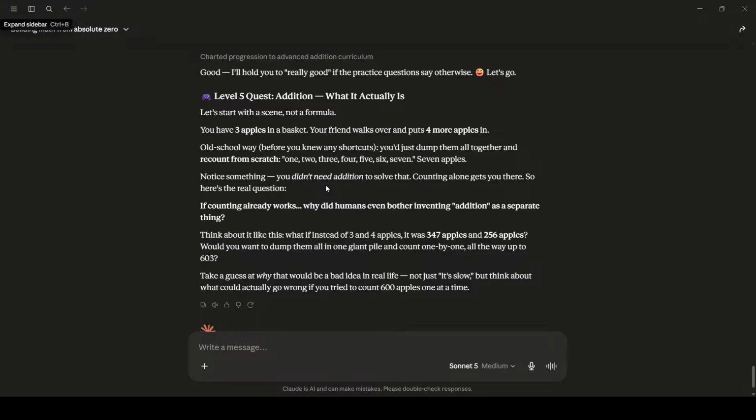Think about it. What if instead of 3 and 4 apples, it was 347 apples and 256 apples? Would you want to dump them all in one giant pile and count them one by one all the way up to 603? Take a guess at why that would be a really bad idea. Not just slow, but think about what could actually go wrong if you try to count every apple.